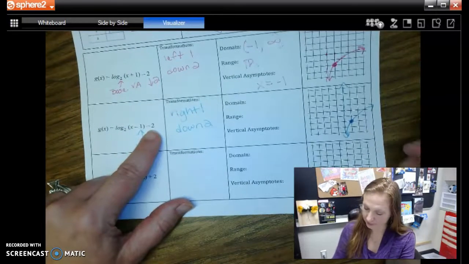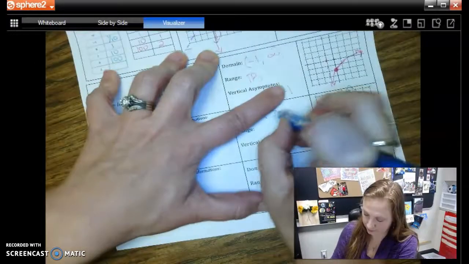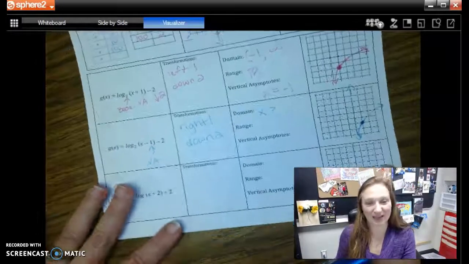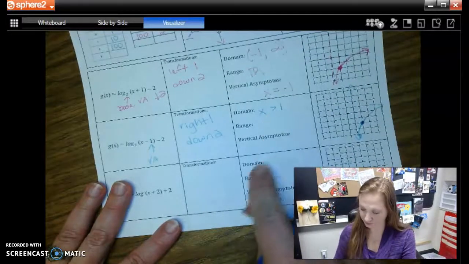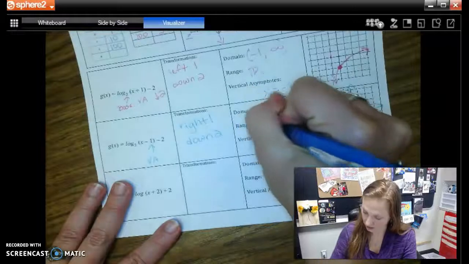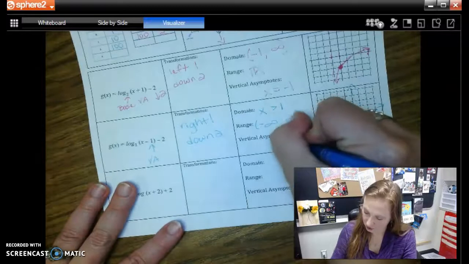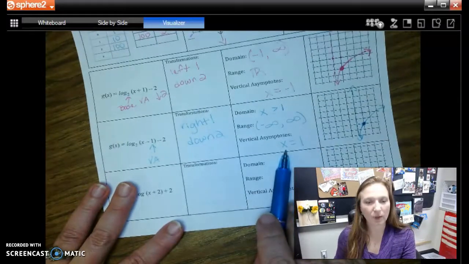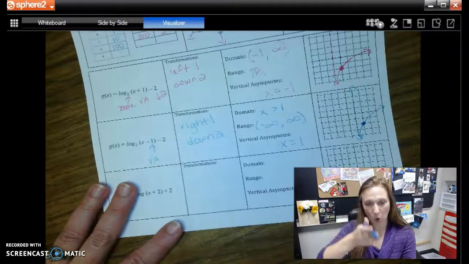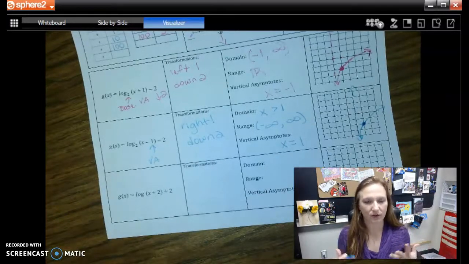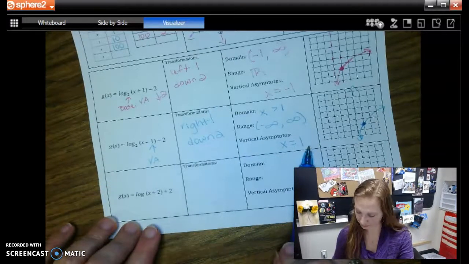Therefore, my domain is all the x values greater than, not equal to. The asymptote indicates that it gets very close to 1, but never equal to. The range is going to be all real numbers, or negative to positive infinity, and we have a vertical asymptote at x equals 1. Remember that we always have to write it as an x equals equation because that indicates the whole line. If we just put 1, that's not enough information. That's not an equation to describe where that vertical asymptote's at.